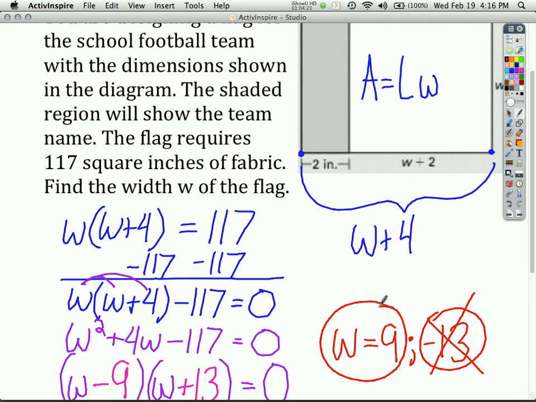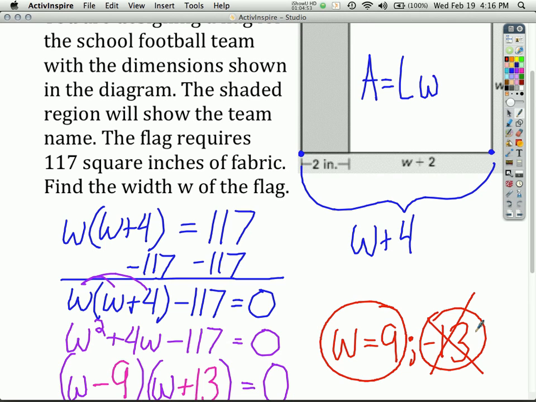The width is 9. So this is something that started last time we were together and is going to continue for the rest of the year. Is that you're going to start experiencing answers that don't work. Not all the time, but sometimes. And so you actually have to think about what you're doing. You have to answer the question. It says, find the width of the flag. Well, maybe you could have two different possibilities, but in this case, it does not make any sense.